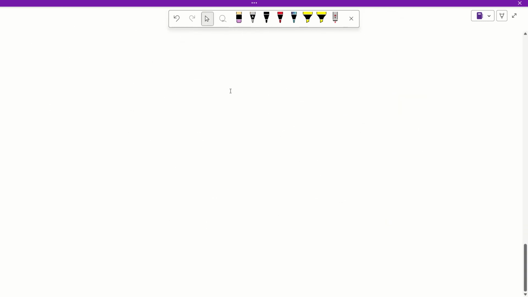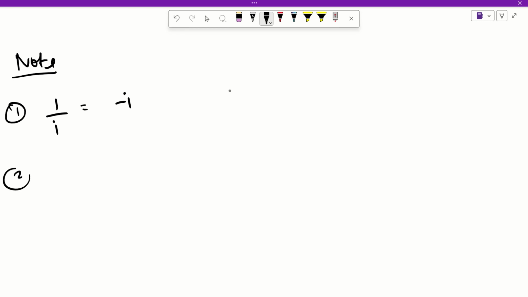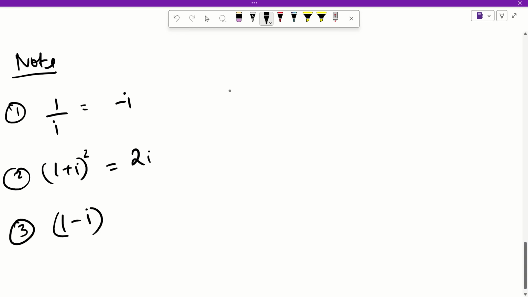You can write a note on some properties of i. First, 1 by i equals minus i. Second, 1 plus i the whole square is equal to 2i. Third, 1 minus i the whole square is minus 2i. Fourth, 1 plus i by 1 minus i equals i.